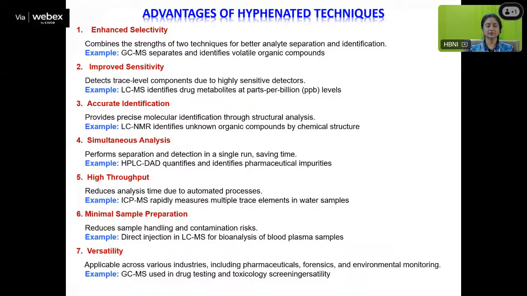Now, high throughput: because it saves time, you will have high sample throughput. Minimal sample preparation: you don't have to physically use any separation technique. Instruments are already there that can separate for you, and then you can combine it with the detection technique, and therefore minimal sample preparation. And versatility: it is applicable across various industries, including pharmaceutical, forensic, and environmental monitoring. For example, GCMS is widely used in drug testing and toxicology, and the like.